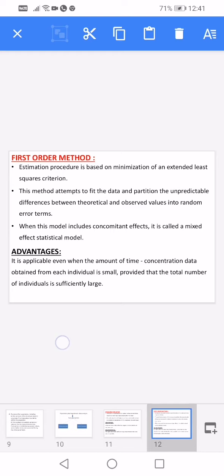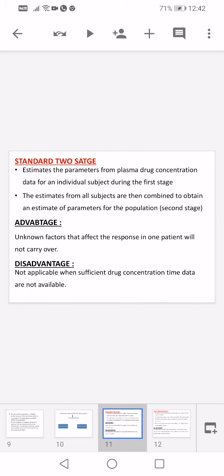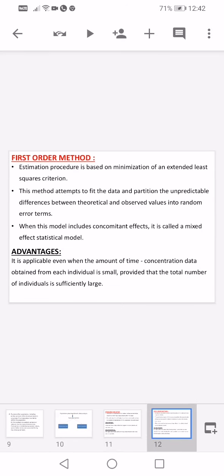If any differences or problems have been observed in this random method, we are going to concatenate that, that is, we are going to fix that. And when this model includes concomitant effect, it is called a mixed effect statistical model. In the previous one we use both parameters, random and fixed, but here in the first order method we are not going to use the fixed one; we are using only the random values.